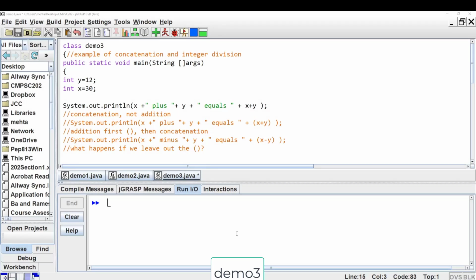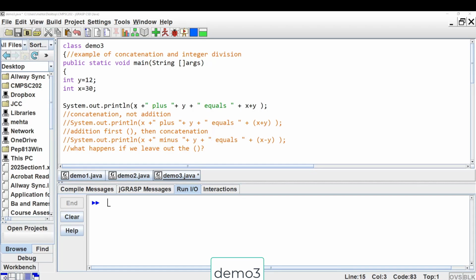This is demo 3. You can see I've commented out a lot of these lines just so that I can talk about one line at a time and run it one line at a time. So we start out with x being 30 and y being 12. So a place in memory called y and a 12 in it, a place in memory called x and a 30 in it. And then we want to print out x plus y equals x plus y.